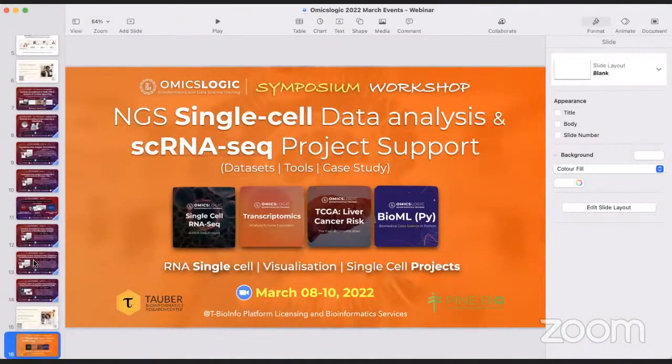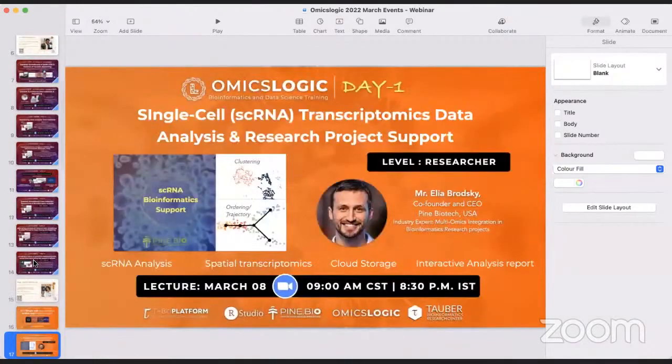Followed by that, as I said, on 8th to 10th March we have the single cell analysis, single cell transcriptomics data analysis workshops. Here we will be learning about some of the important pathways usually.